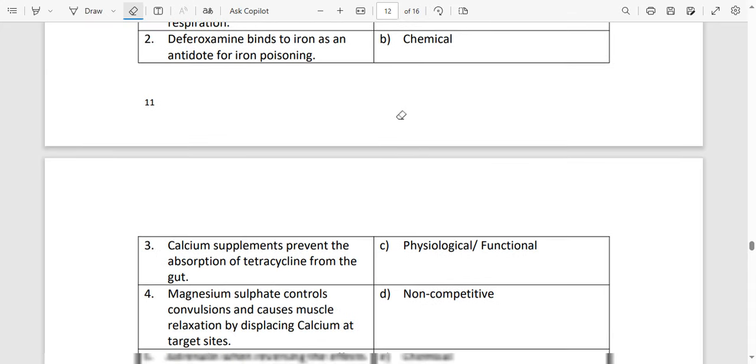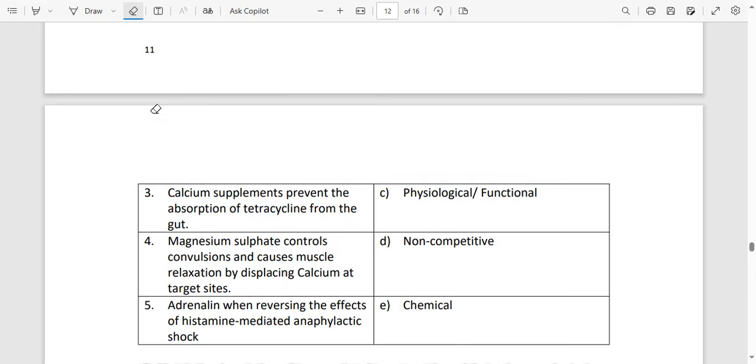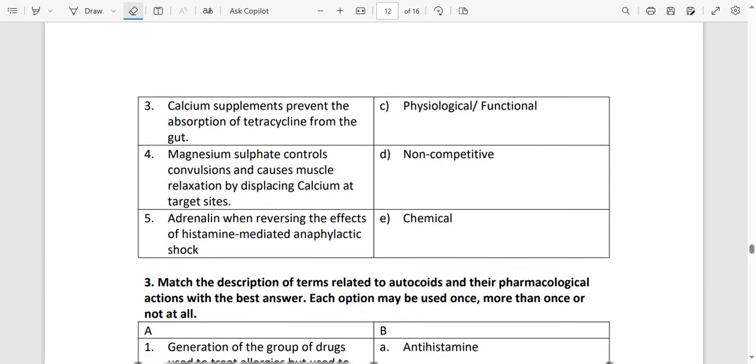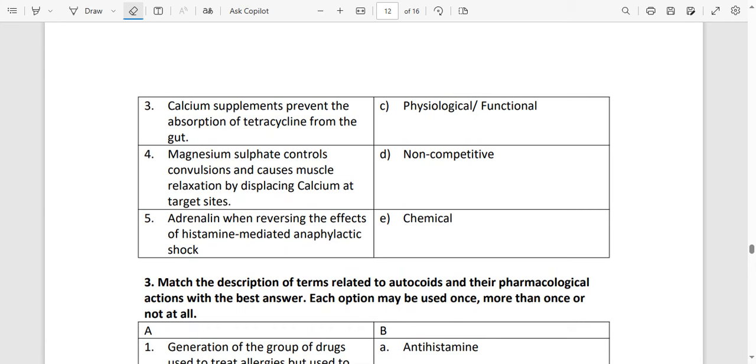4. Magnesium sulfate controls convulsions, causing muscle relaxation by displacing calcium at the target receptor. There is displacement there. What kind of antagonism is that? That's C, competitive. And then 5, adrenaline reversing the effect of histamine-mediated anaphylactic shock. What type of antagonism is that?